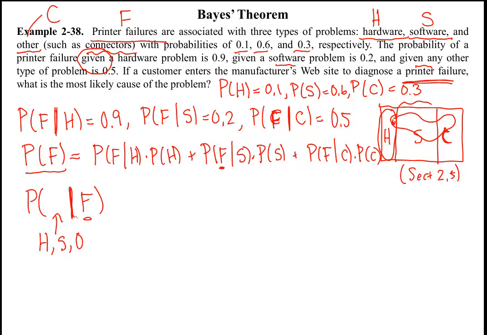So what I really want to do now is find the probability of hardware given a failure, and the probability of software problem given a failure. I'm trying to find out which is the most likely cause of the problem. So I want to look at those three conditional probabilities and find out which one is the highest. I think I'm going to do just one of them, and you'll see the pattern. If you understand one, the others would make pretty good sense to you.